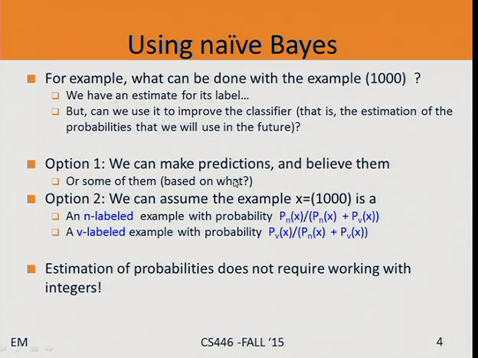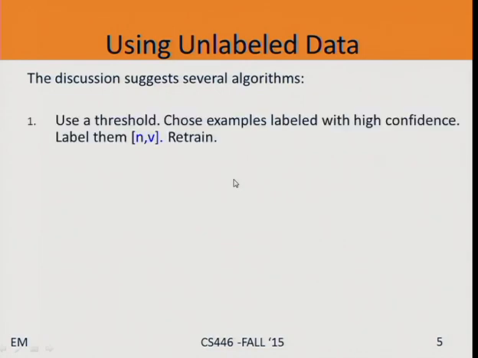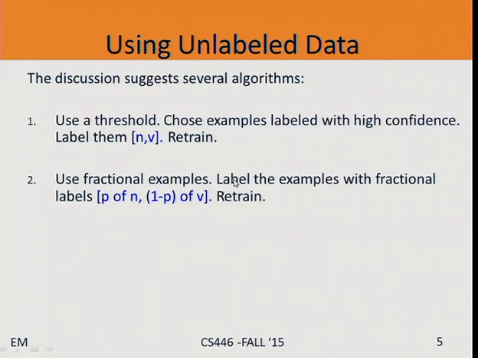So each example of the new 100 will have a label. This example is going to be 3/4 n and 1/4 v. This example is going to be 5/6 n and 1/6 v, and so on. And notice that those examples that you're not really sure about, close to 0.5, really will not contribute anything, because they'll be counted both on the v side and on the n side in about the same way. So you actually handle the noise problem this way. These are really the two key options that you have, and this is actually what we're going to do. It gave us two algorithms, the threshold algorithm and the fractional algorithm.